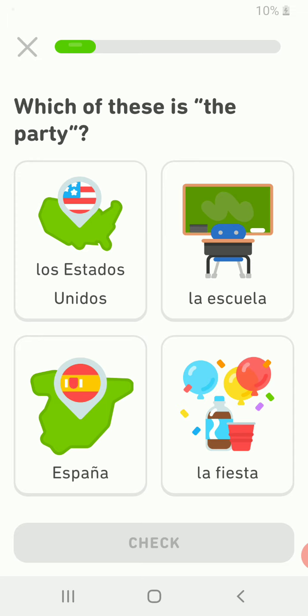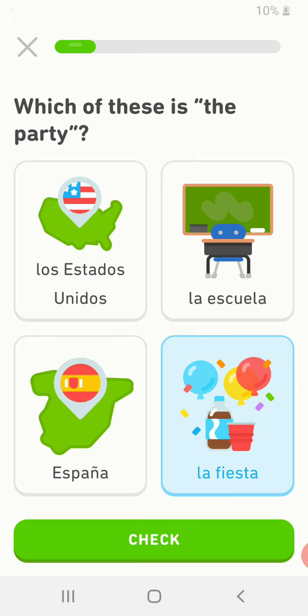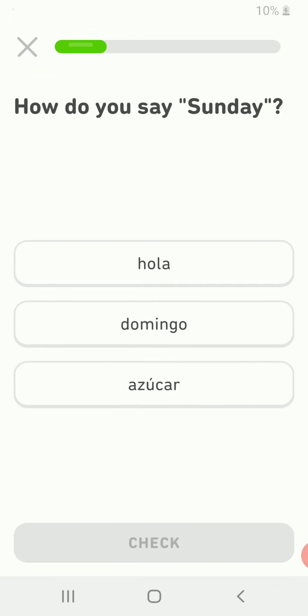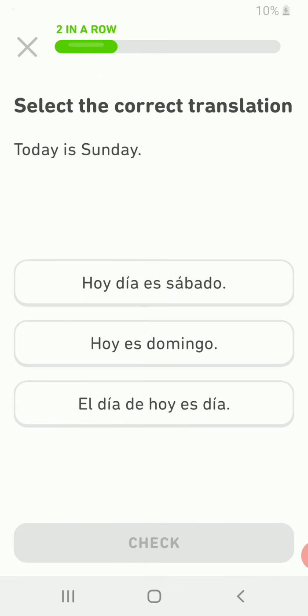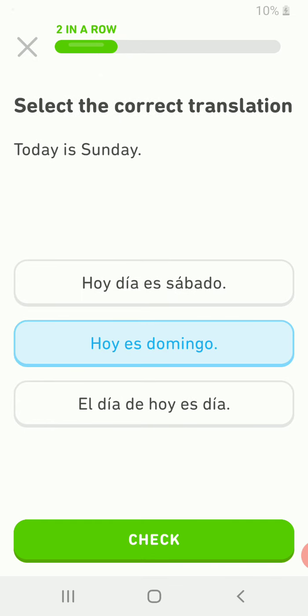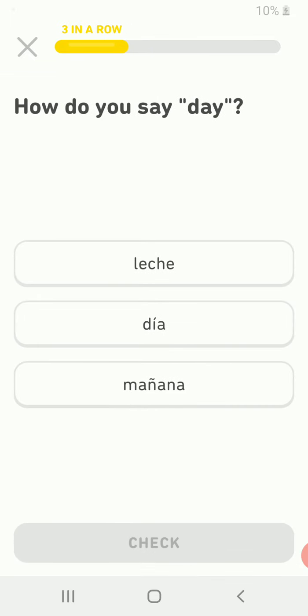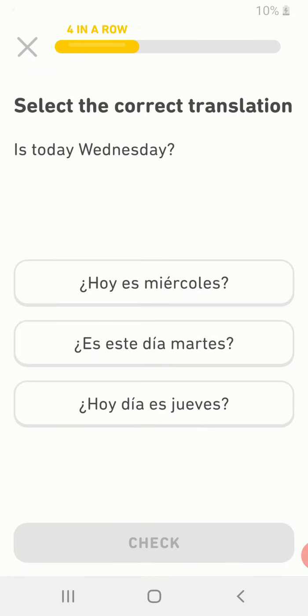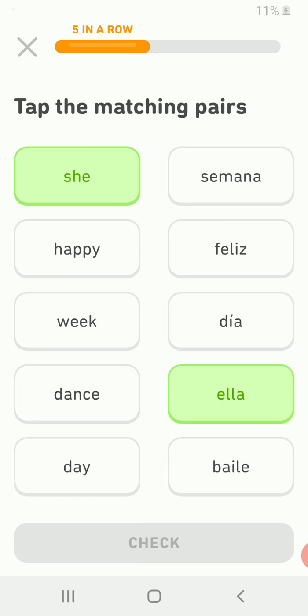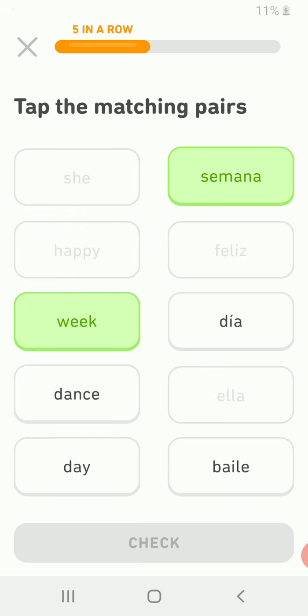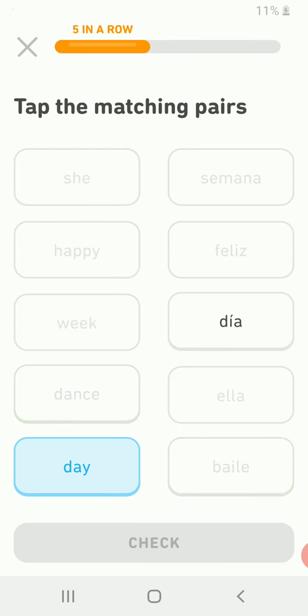Which of these is the party, la fiesta? La fiesta. Here we have los Estados Unidos, la escuela, España. And so how do you say Sunday? Domingo. And what else we have, today is Sunday. Hoy es domingo. And we have day is día. And we also have, is today Wednesday. Hoy es miércoles. That's a question. She is ella. Happy is feliz. Week is semana. Dance is baile.